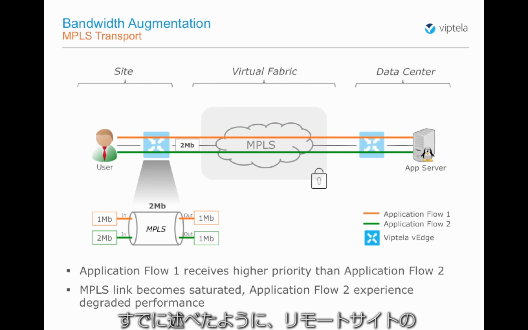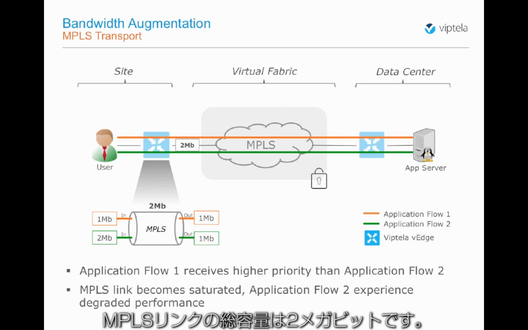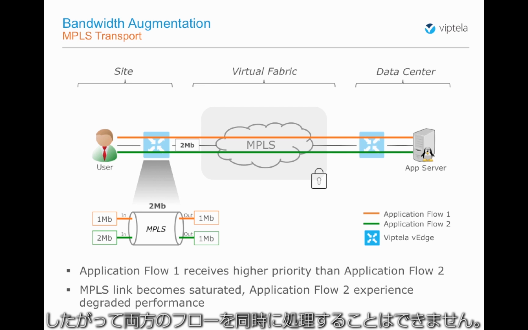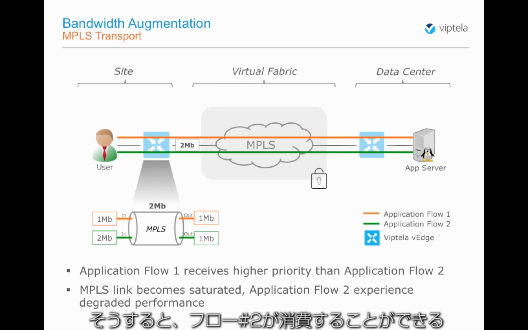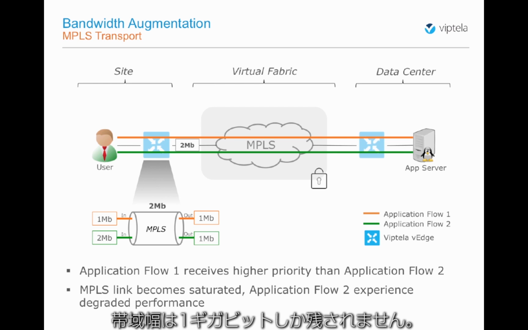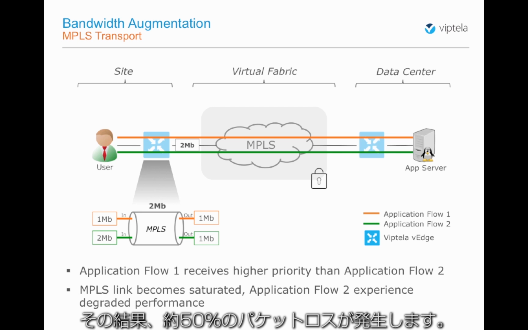As we mentioned earlier, total MPLS link capacity at the remote site is 2 megabit, so both flows cannot fit in. Since Flow 1 has a higher priority, it goes through in its entirety, however Flow 2 only consumes the remaining 1 megabit. It experiences around 50% packet loss.